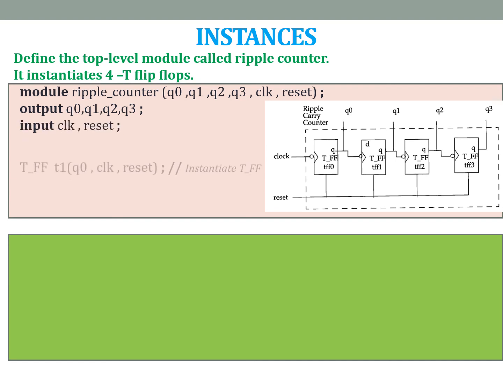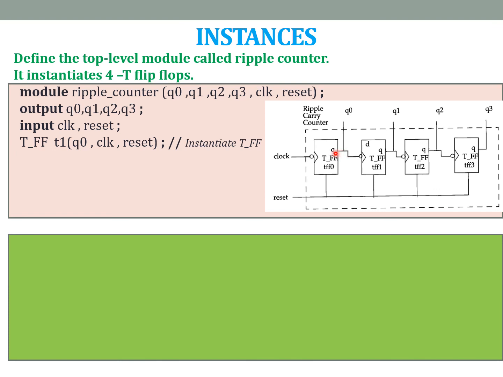Now we start instantiating the T flip-flops. So we instantiate the T flip-flop module with its name. We are instantiating the T flip-flop as T underscore FF. We give a name to it, the instance name, and the order in which we write these variables depends on the order in which we write the actual T flip-flop module. So assuming that we are going to list the output variable first, go to each T flip-flop and observe the output variable. We are going to write output variables, then input variables.